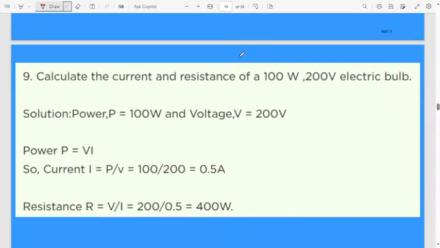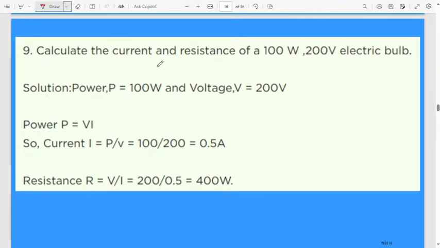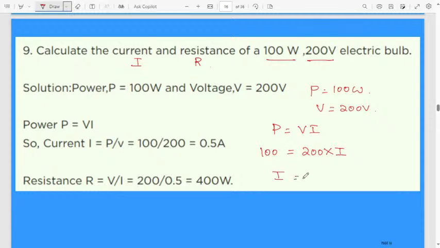Understood? Next, calculate the current and resistance of a 100 watt, 200 volt electric bulb. They are asking for the current and resistance both. Power is given, that is 100 watt. Voltage is given, 200 volt. You know the formula, P is equal to VI. Voltage is 200, current only we have to calculate, write it as I. Power is 100. Then I will be equal to 100 divided by 200. 1 by 2 is nothing but 0.5 ampere.